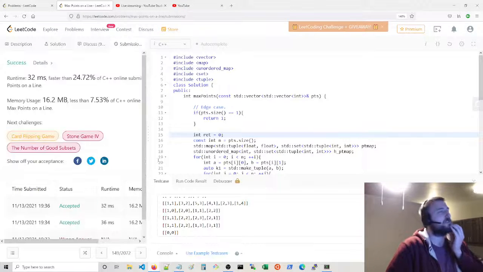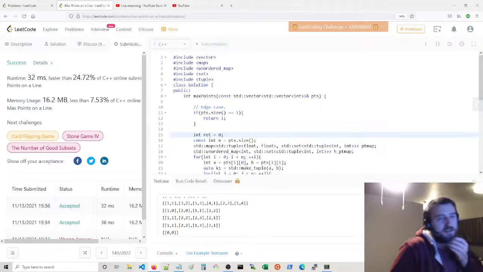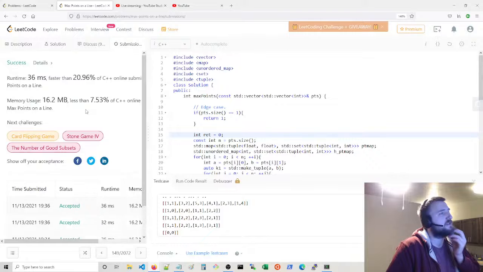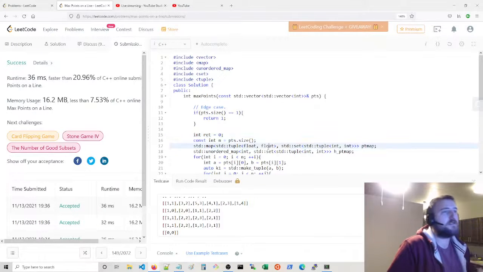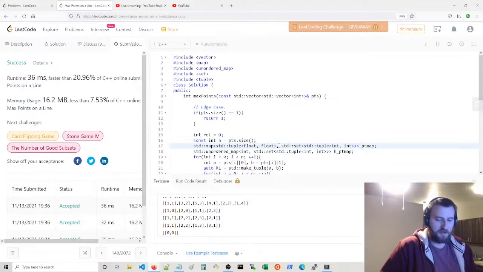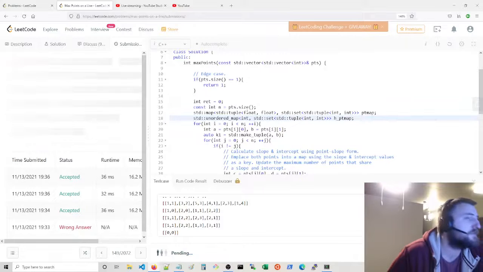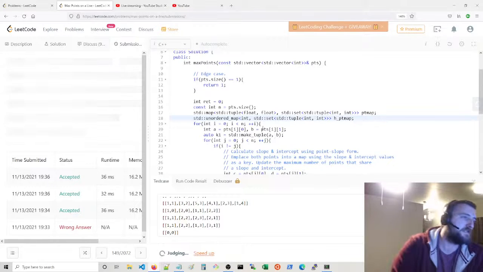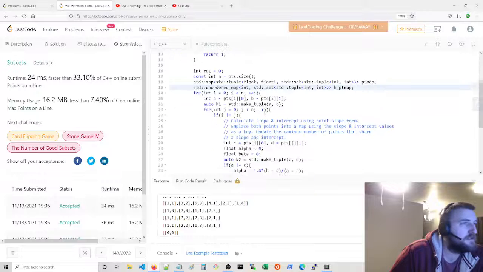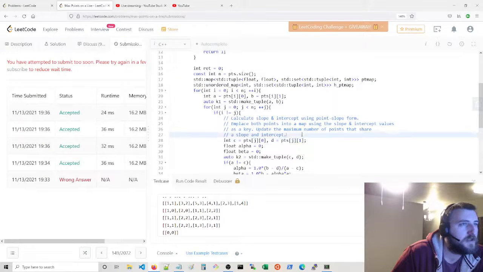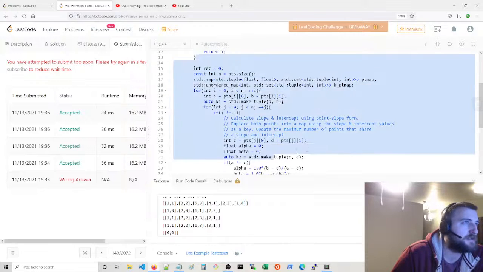Oh man, submission rate is low. Yeah, my solution is slow. I recognize that because I am creating all of this extra stuff, the maps and the tuples, and that uses a lot of extra cycles. Yeah, there's definitely a better way to do this.